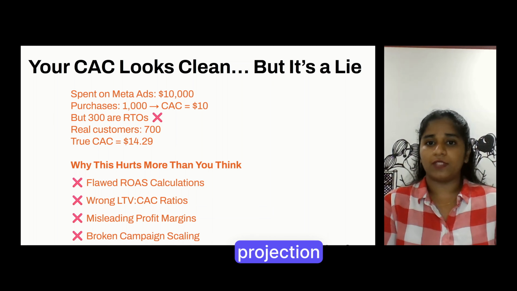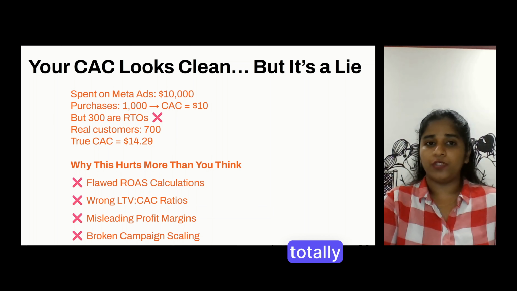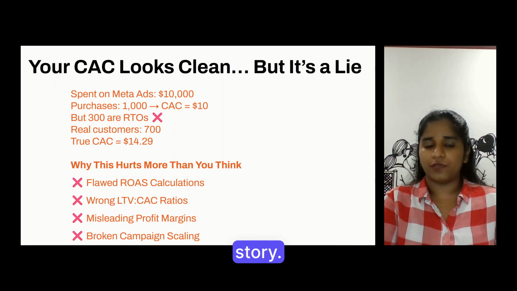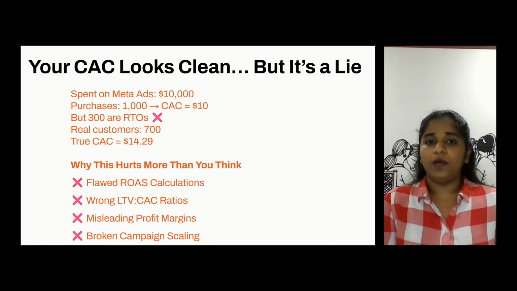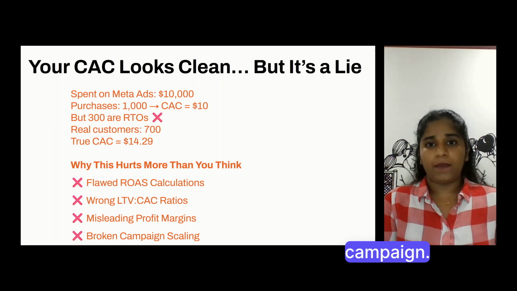So, if you're optimizing your ads based on $10 CAC, guess what? Your old ROAS projection is flawed. Your LTV to CAC ratio is totally off. Your projected margin models might look healthy in dashboards, but your bank account tells a different story. And here's the worst part. Most teams don't catch this until the month end reconciliation. By then, you've already scaled a broken campaign, you've poured more fuel into a leaky bucket.